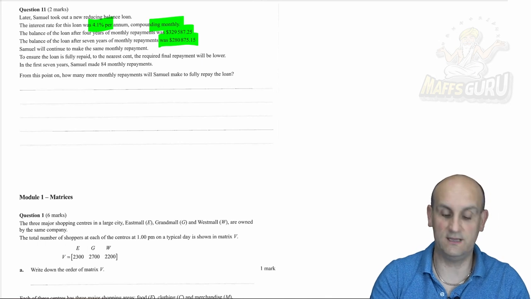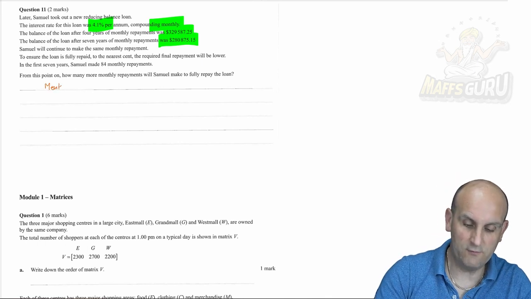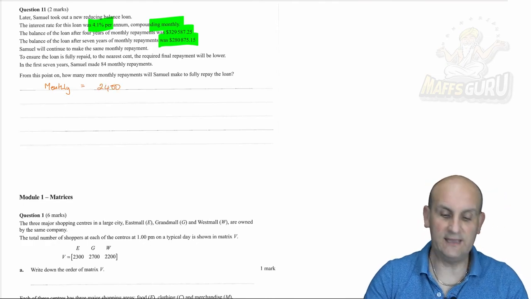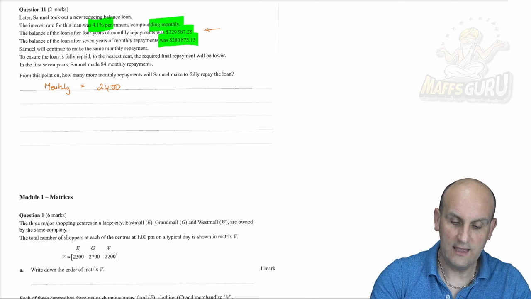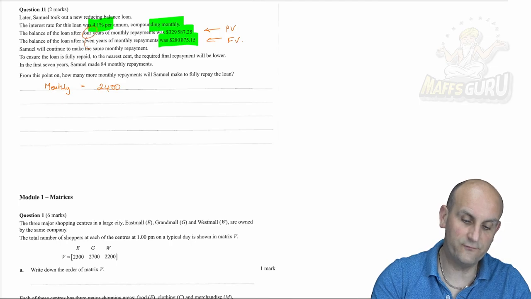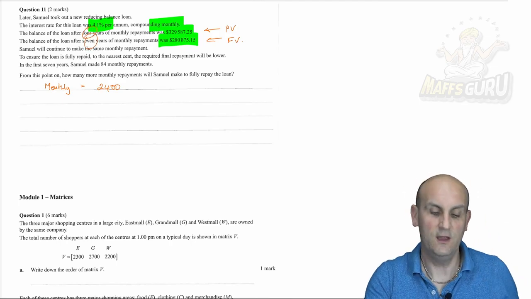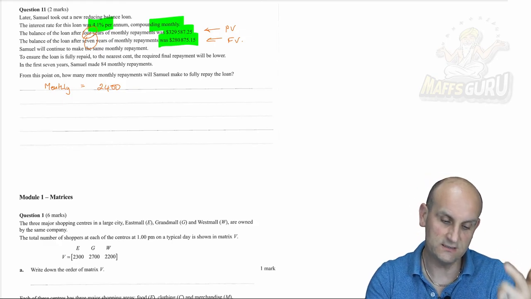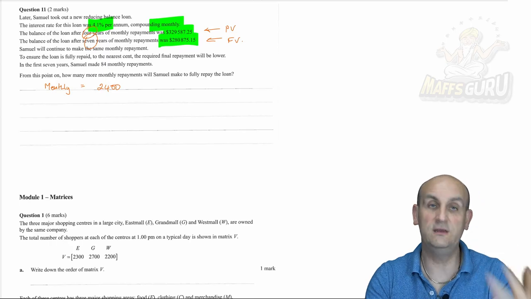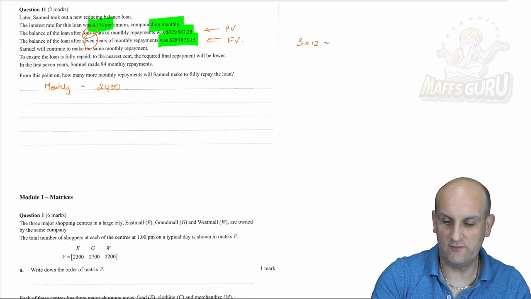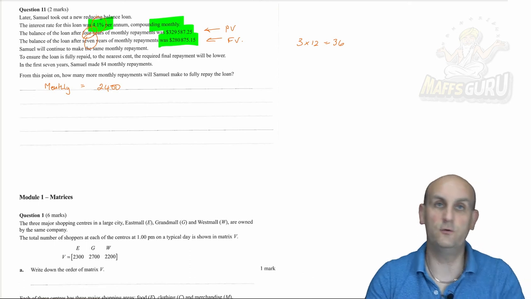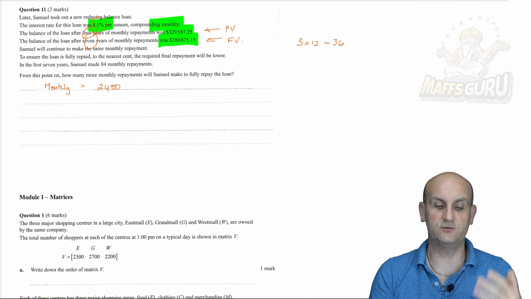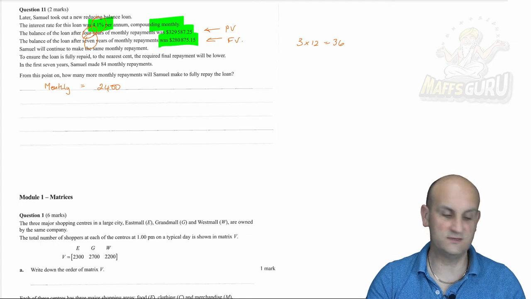So when I put this into my calculator, I worked out that my monthly repayment came to be $2,400. Now again, how do we know that? We've got here a principal value, we've got here a final value, and believe it or not, we have the number of payments between that. Because we know for 5, 6, 7 years, there were 3 years between those, 3 times 12 gave me 36. They gave me the interest rate of 4.1%. Put it into my financial solver, and out came my monthly payment of $2,400.